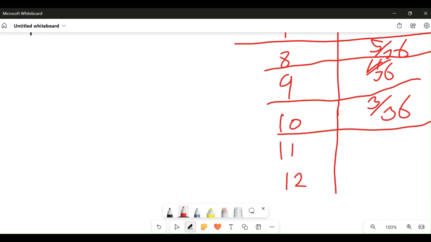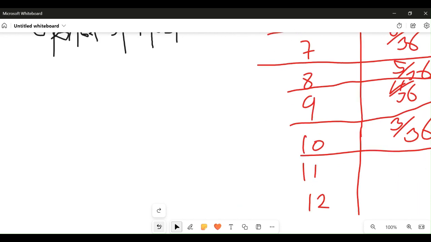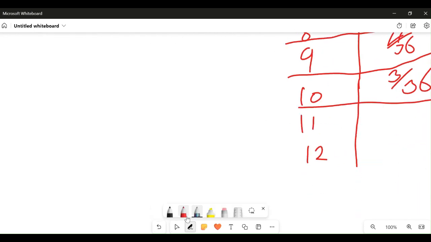So the probability of having a sum equal to 11, let's check what gives 11 here. 5 and 6 is 11, 6 and 5 is 11. So we have just 2 that sort into 11. So that will be 2 over 36.